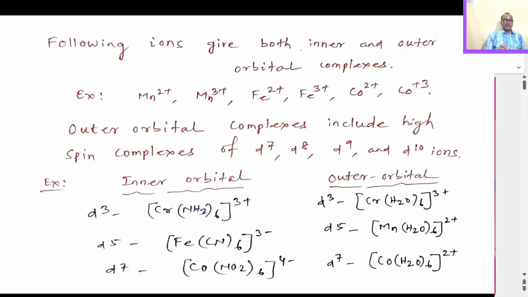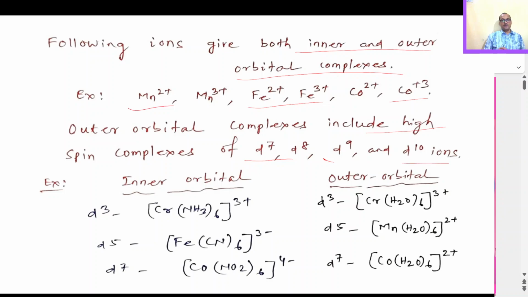So the following ions give both inner orbital and outer orbital complexes, for example, manganese, iron, and cobalt. The outer orbital complexes include high spin complexes of d7, d8, d9, and d10 ions.